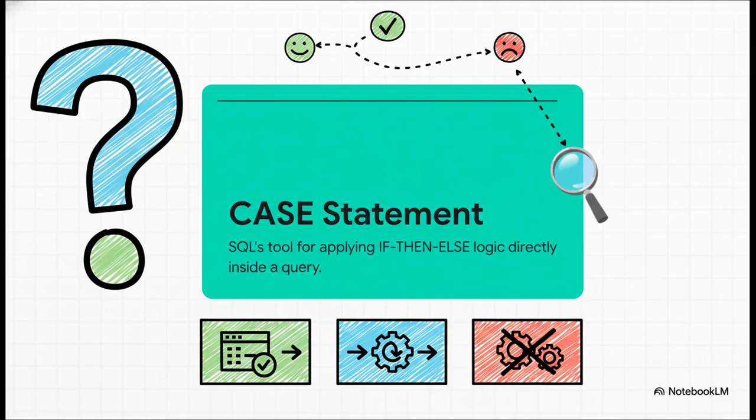So, what is it, really? Well, at its heart, the case statement is just SQL's way of writing if, then, else rules. If a certain thing is true, then do this, or else do something totally different. It's basically a way for you to ask your data a series of questions and get back custom answers based on the rules you set up.